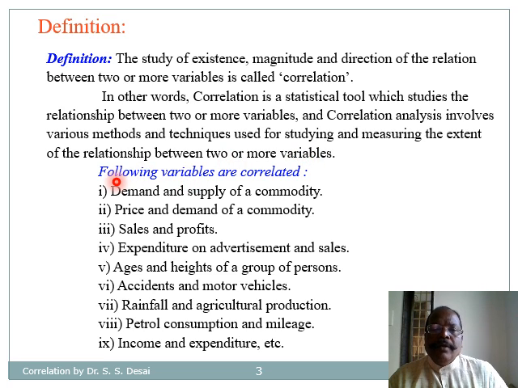For example, we may study the correlation between demand and supply of a commodity, price and demand of a commodity, sales and profits, expenditure on advertisement and sales, accidents and motor vehicles, rainfall and agricultural production, petrol consumption and miles traveled, income and expenditure of a family.